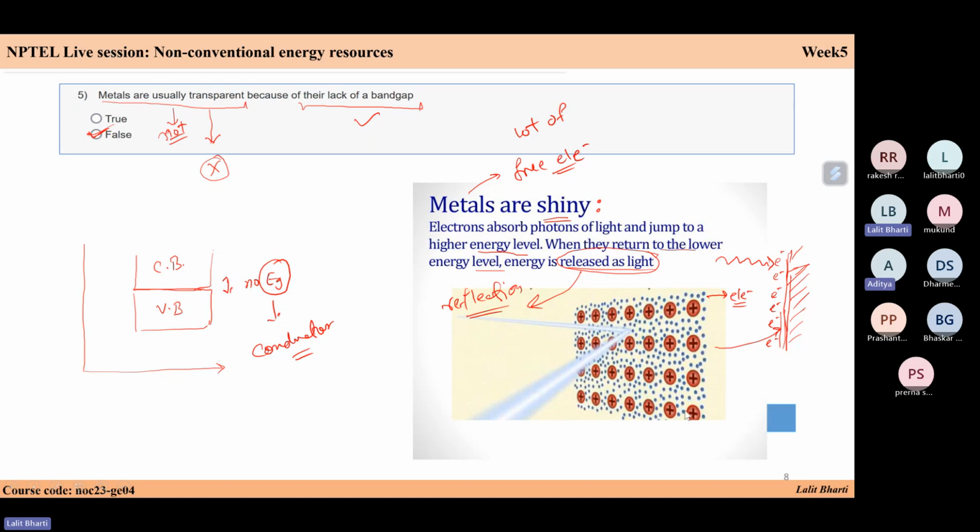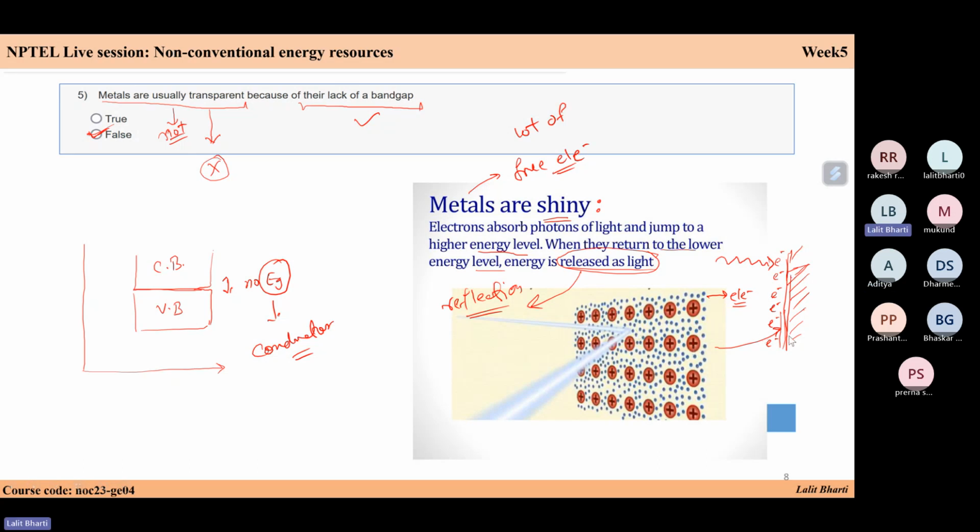So similarly, we can see here, this is your array of atoms. So you have some positive part here. These are basically taken as nucleus, and these electrons are moving all over. So these are free electrons. So these free electrons will make a layer of charges. So what will happen when an electron absorbs photons of light and jumps to the higher energy levels? When they return to the lower energy level, the energy is released as light. So what I told earlier, that it is basically a reflection of light.